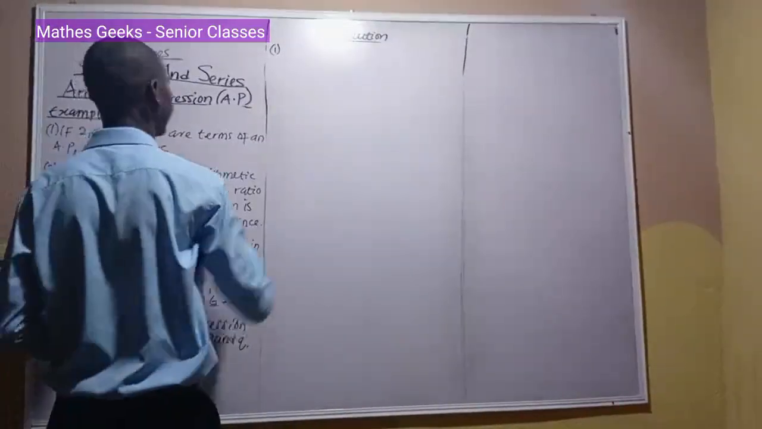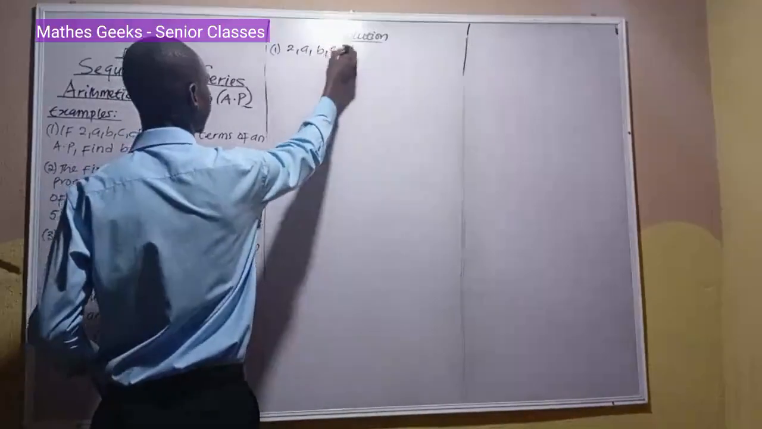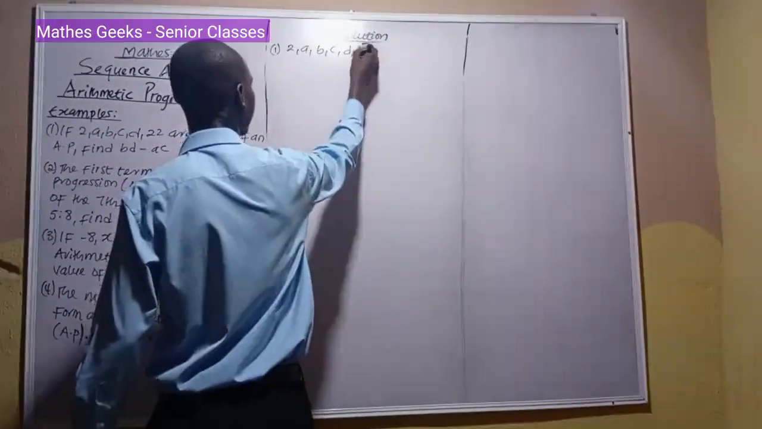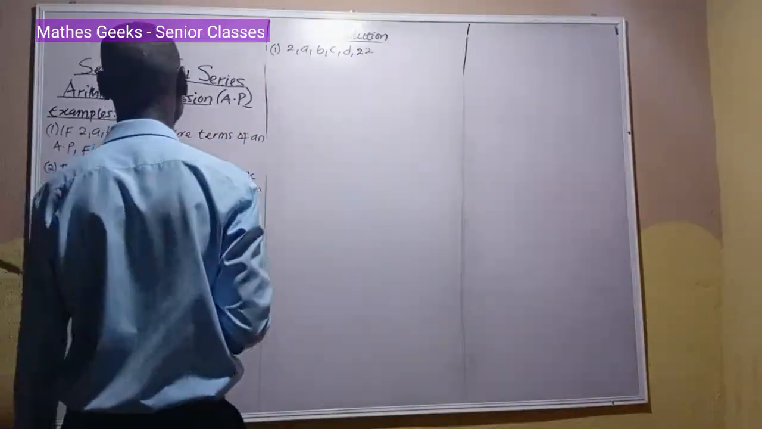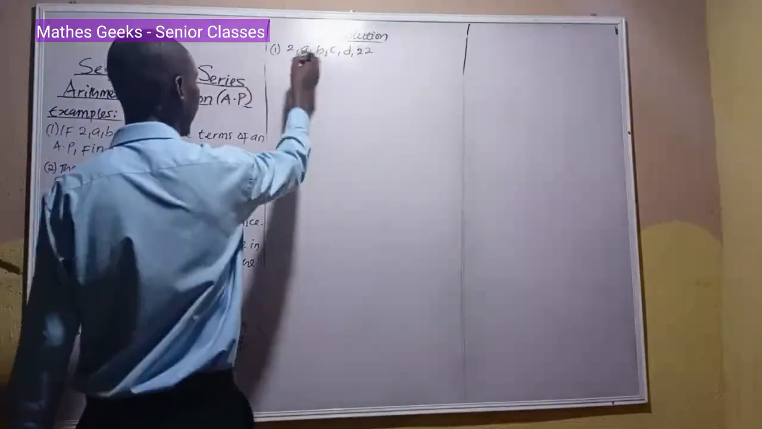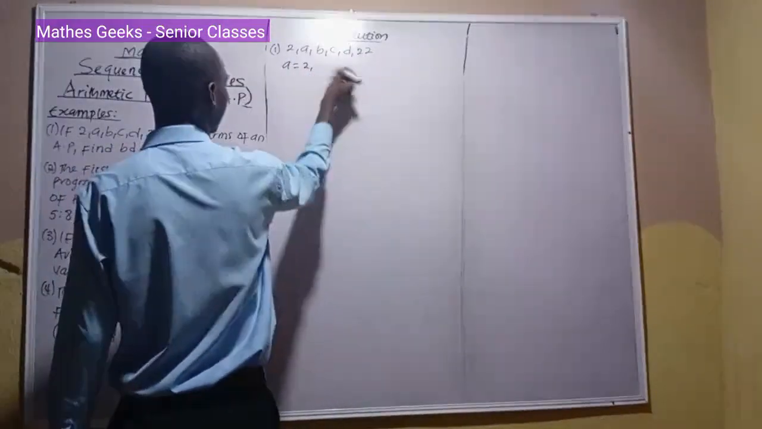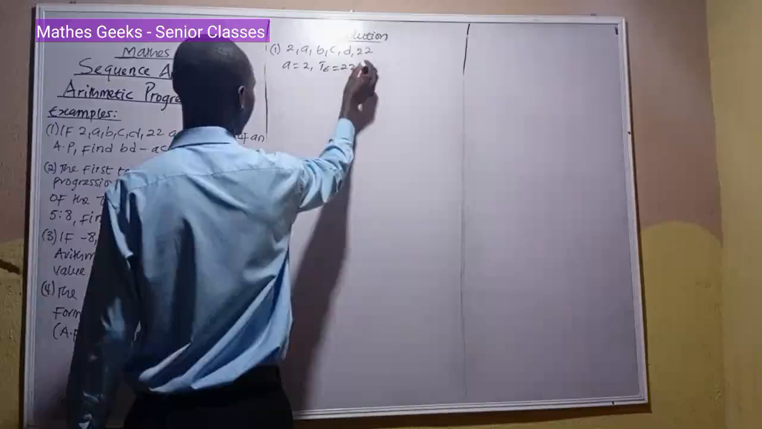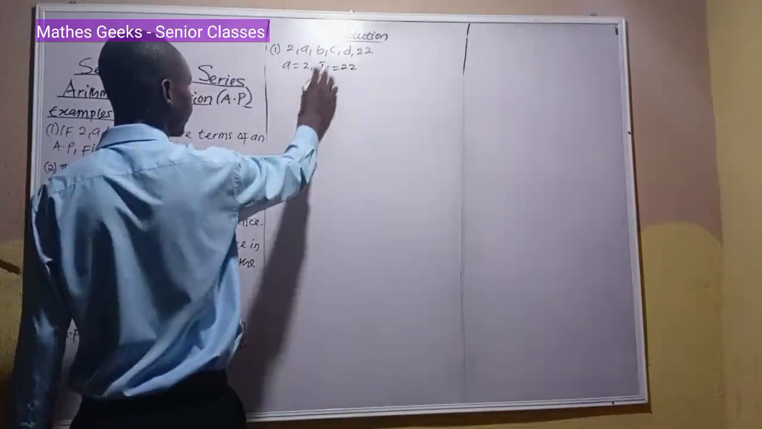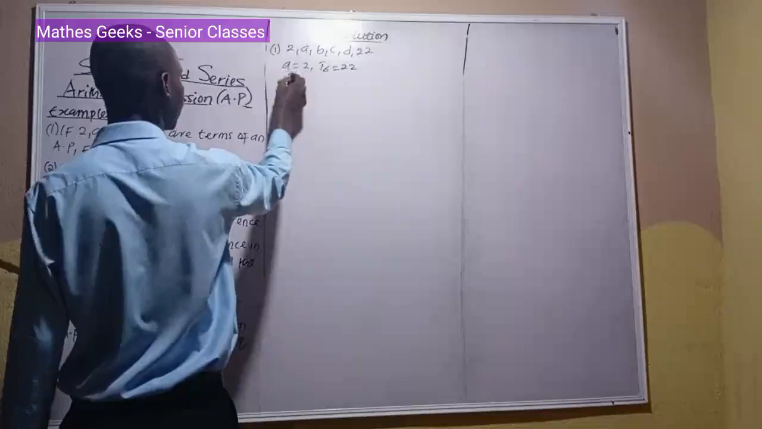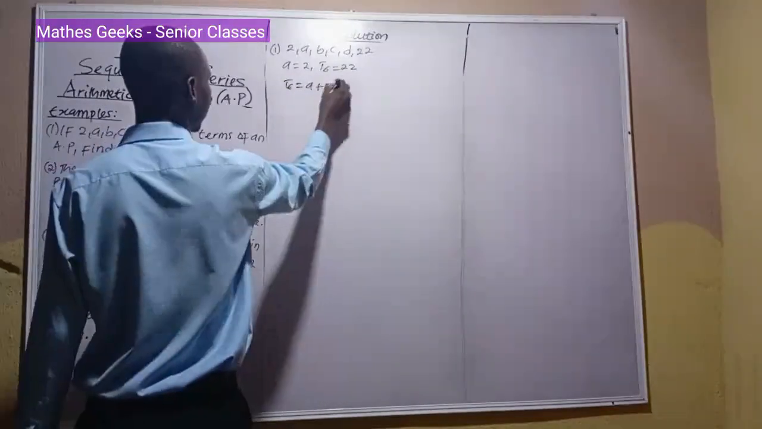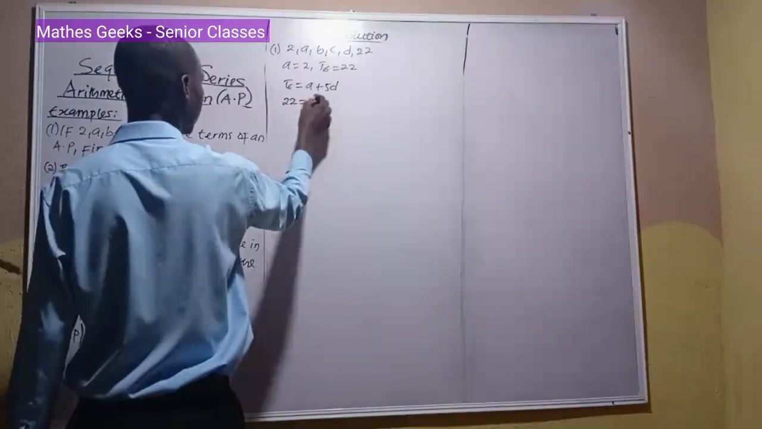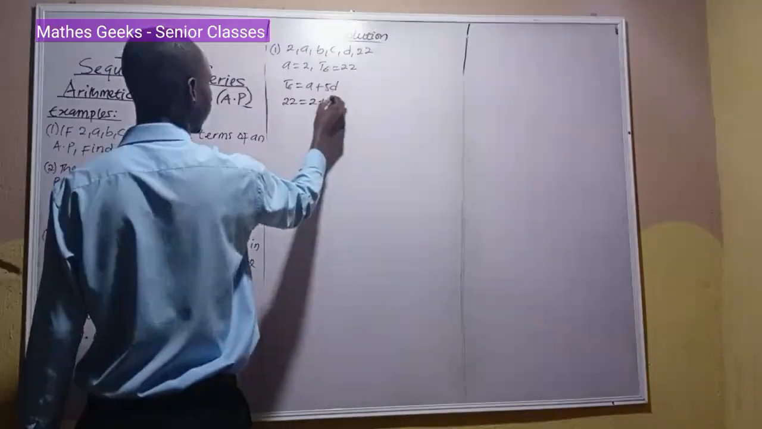Number 1. If 2, A, B, C, D, 22 are terms of an AP, find BD minus AC. So here A is equal to 2, common difference unknown. The sixth term T6 is equal to 22. So we're going to get our common difference using T6. T6 is equal to A plus 5D. But T6 is 22. So 22 is equal to A, which is 2, plus 5D.